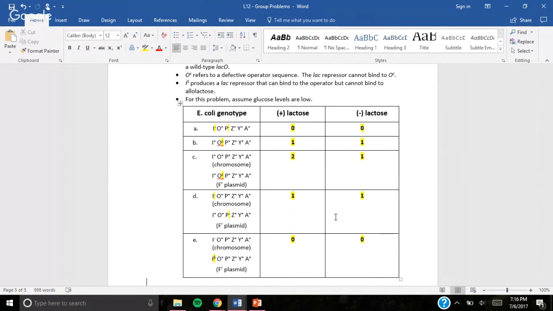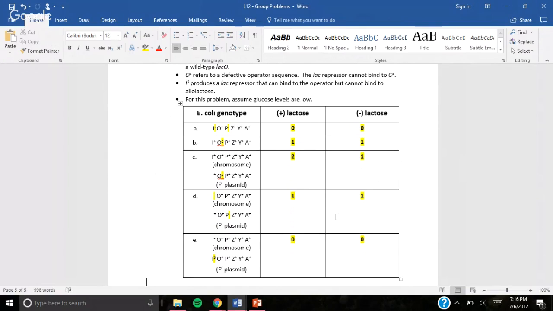So for C, you're going to have 2 with the lactose and 1 without the lactose. And again, it goes back to this O-C. When you have the lactose, it's going to keep producing twice as much as it normally would. And without the lactose, it doesn't have that extra lactose to start that, so it won't have that extra color.